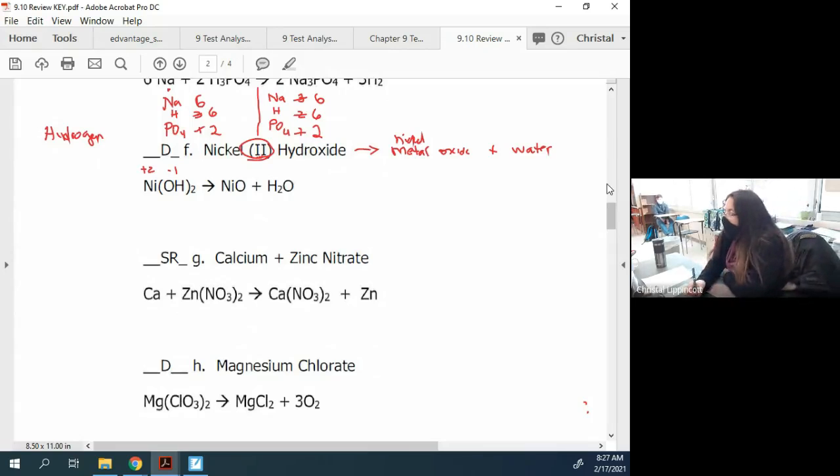Then I need to go back and make sure that my equation is balanced. Well, I have one nickel here and one here. I have 2 oxygens because we're going to distribute that 2 through the parentheses. I have 1 here plus 1 gives me 2. And then I have 2 hydrogens here. Good. All right.